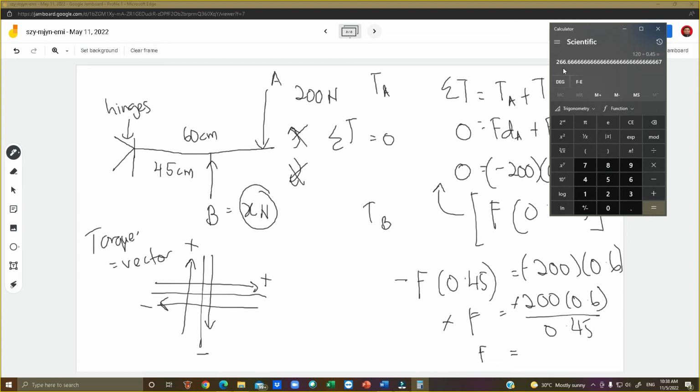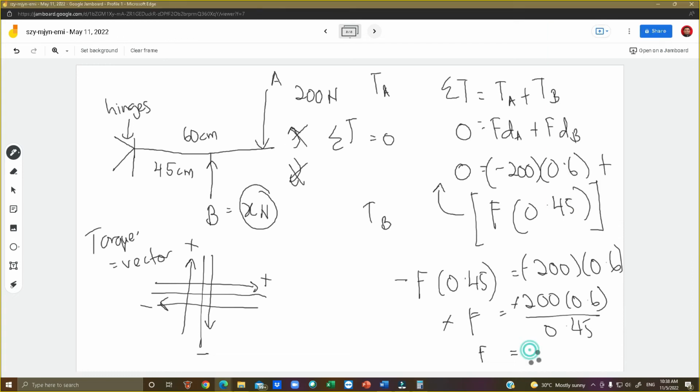266. Negatif 266. Macam mana salah dapat 29? Salah saya. 266. Okay, kita ambil kat situ 267 je lah. So, it will be 267 Newton of force. Kenapa jawapan dia positif? Because the direction. Ini konsep torque. Okay, this is concept of torque and equilibrium.